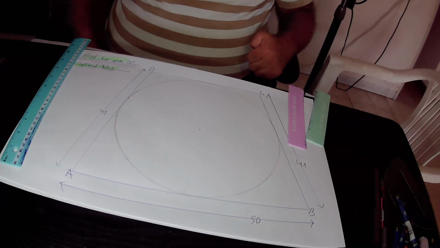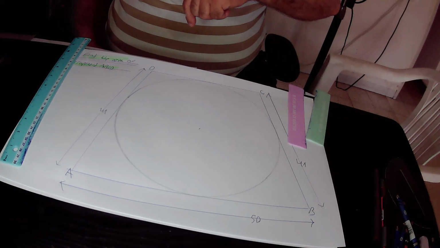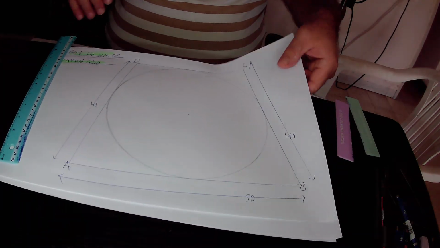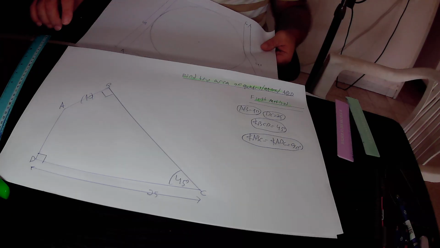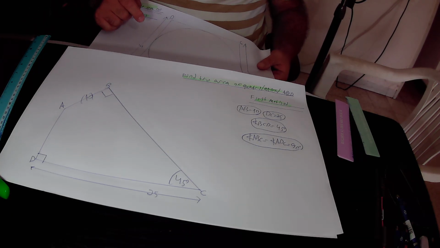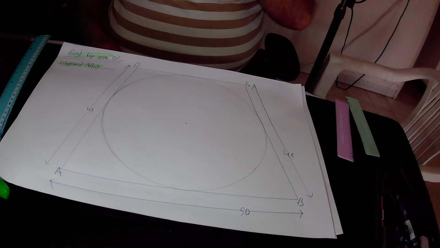Now in this lecture, let's answer two questions. In the first question, we'll find out the area of this trapezoid, ABCD. And in the second question, we'll find out the area of this quadrilateral ABCD using two different methods. So we start with the first question.